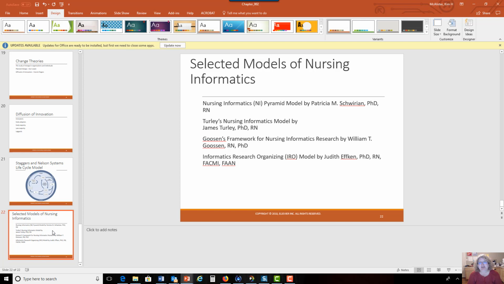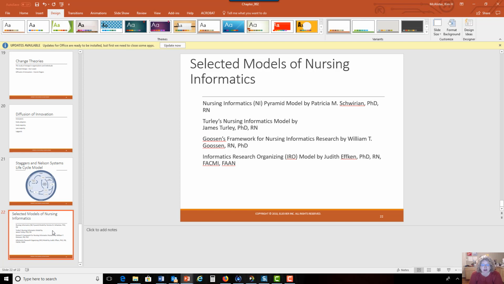There are some specific informatics models that relate to nursing, and we have a few listed here. You have the pyramid model, which has 4 primary concepts. You have the raw nursing information, what we know from nursing science and nursing practice. We have technology and users, and we have a goal and an objective. This is built on a pyramid, and it really helps to describe the interaction between humans and computers.